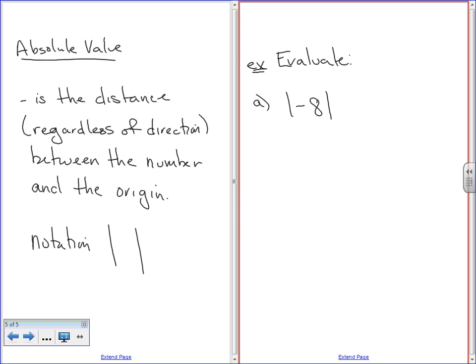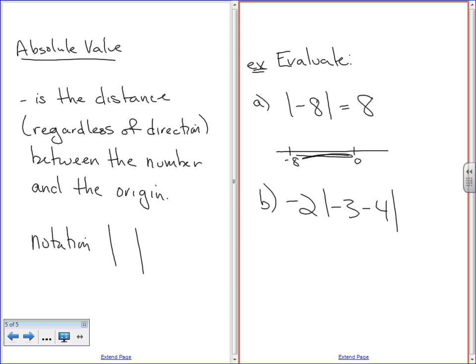Okay, so the absolute value of negative 8 means how far is negative 8 away from the origin in distance. Graphically, what I'm asking, and you don't have to do this, I'm just showing you. Here's the origin, 0. Here's negative 8. What's the distance between these numbers? Yep, 8. In layman's terms, people think of the absolute value as getting rid of the negative sign. And that'll work, okay? But really remember that when you see an absolute value, it's really talking about the distance. Does it make sense?